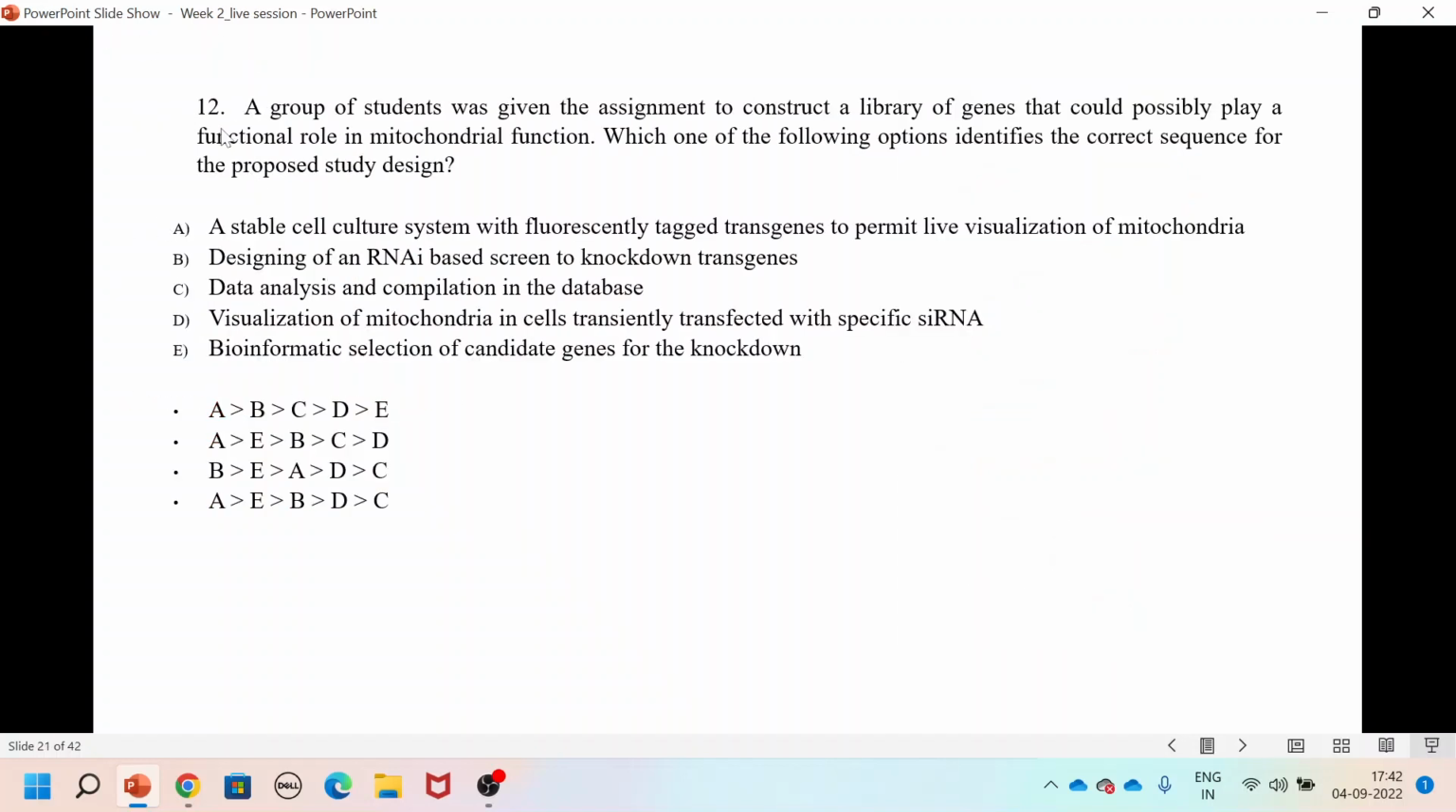The next question is based on some research activity. A group of students was given the assignment to construct a library of genes that could possibly play a functional role in mitochondrial function. So we have to prepare a library of genes that play a role in mitochondrial function. Which one of the following correctly identifies the correct sequence of the proposed study design? Like what is the sequence of steps we should follow to create this library of genes? Anyone who would like to answer? You can take time because it is a lengthy question.